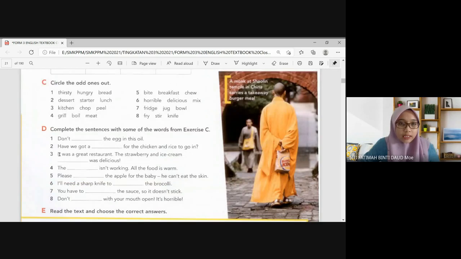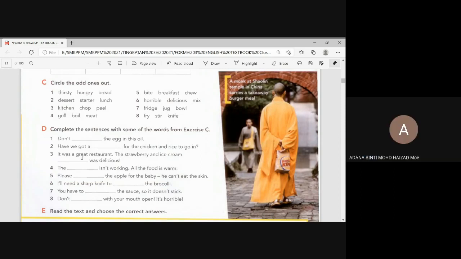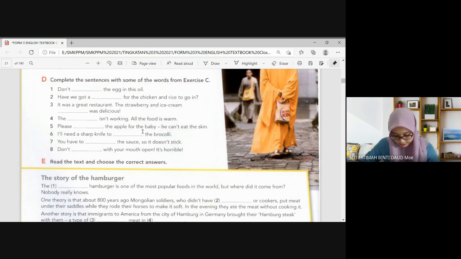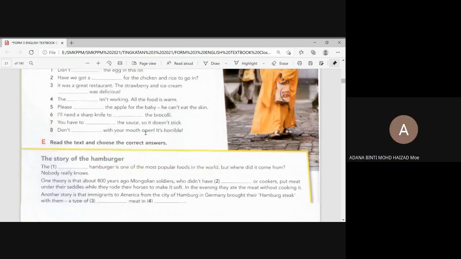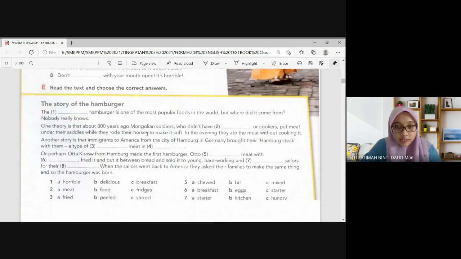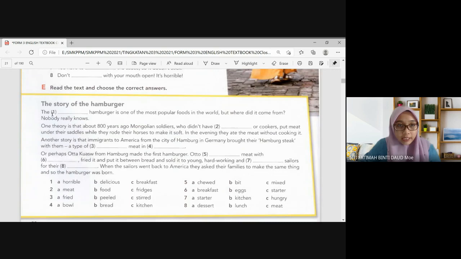Complete the sentences with some of the words from exercise C. Okay, so untuk D, jawapan dia, the answers are here. Tak payah fikir panjang-panjang. Okay. This one you do it on your own. And last one. Last one, hamburger, this one tak payahlah. We do this together nak. This one tak payah buat dalam buku. We do this together. Alright, number one.